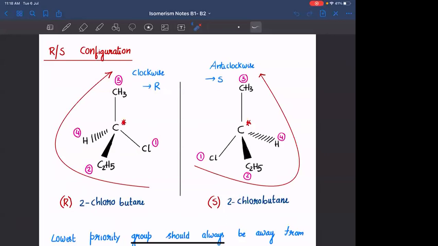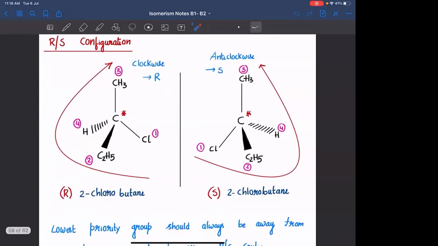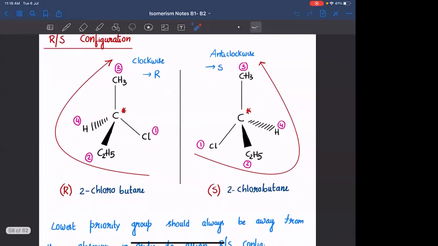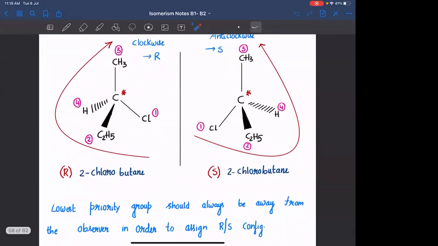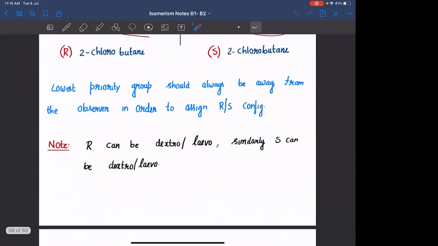R है तो S, S है तो R. Inversion मतलब, retention मतलब वही रहेगा. Okay. Once you assign priorities, you need to follow the path 1, 2, 3. If you are rotating it in clockwise sense, it is R. Anti-clockwise sense, it is S. Okay. The most important point is you need to assign the configuration if and only if the lowest priority group is viewed away from you.